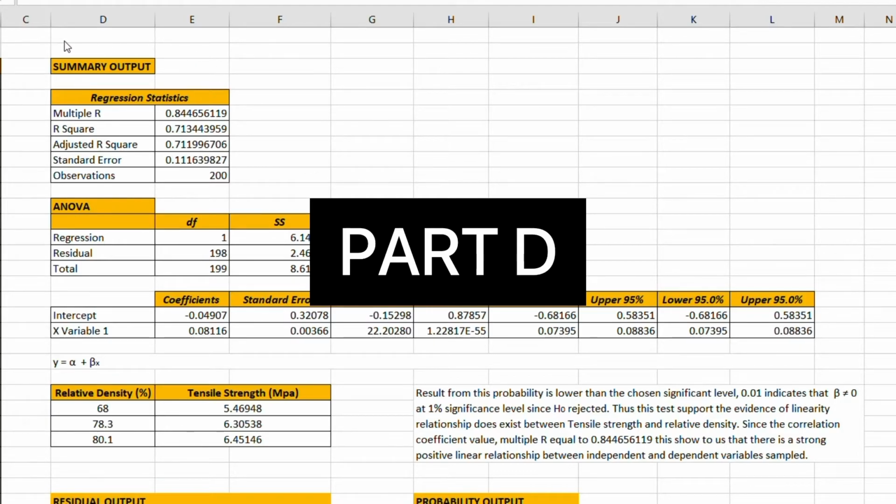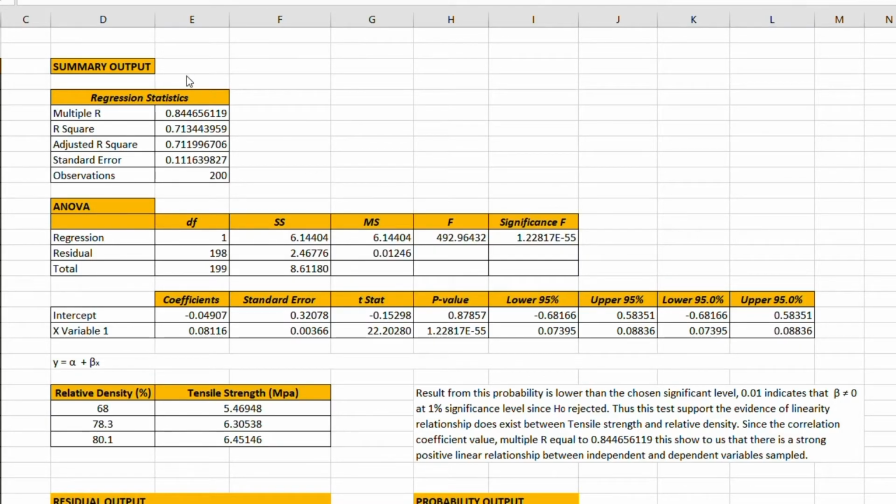D is about a simple linear equation. A simple linear equation computes a straight line relationship between a single response variable, that is tensile strength, and a single predictor variable, which is relative density. Example of 200 tablets. Using Excel, we generated 3 tables.